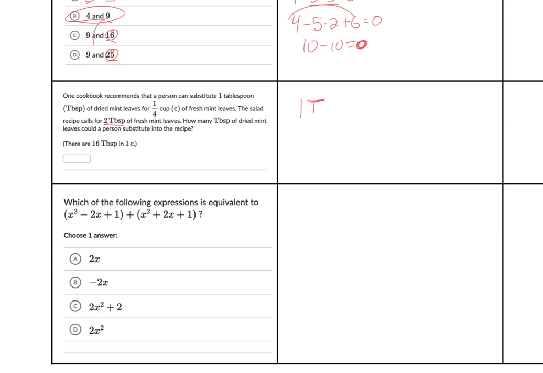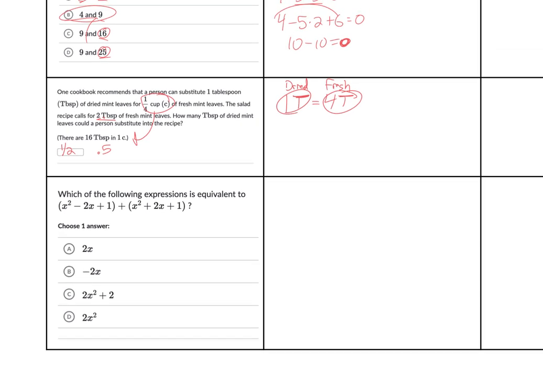So 1 tablespoon of dried equals 1/4 cup. Now it gives me a conversion chart here, so I'm going to convert that now. Equals 4 tablespoons fresh. Okay. So the recipe calls for 2 tablespoons of fresh, so that's half of this. So I'm going to go half of that. So 1/2, 0.5.